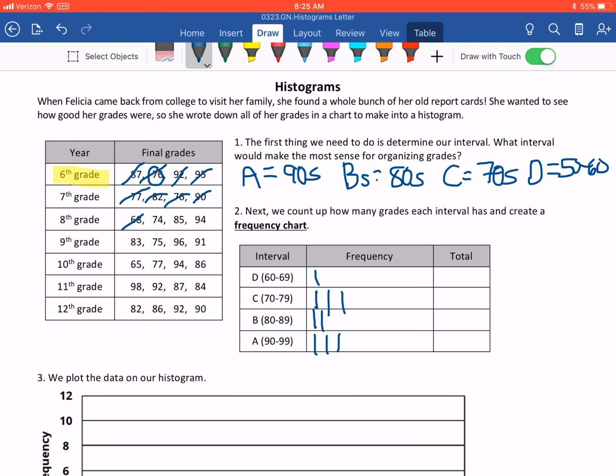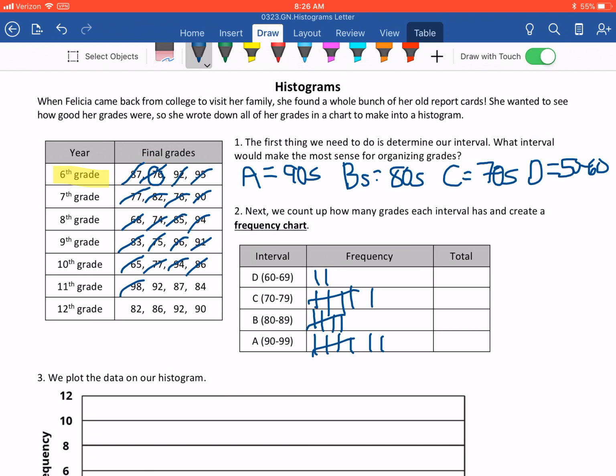So she got a 68, which is a D, a 74, which is a C, an 85, which is a B, and a 94, which is an A. In 9th grade, she got an 83, which is a B. She got a 75, which is a C. She got a 96, which is an A. And she got a 91, which is also an A. In 10th grade, she got a 65, so that's a D. She got a 77, which is a C. She got a 94, which is an A. And an 86, which is a B.